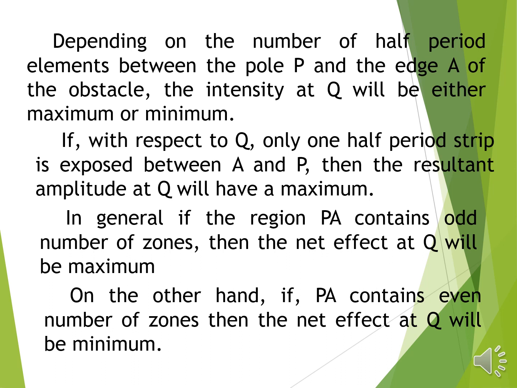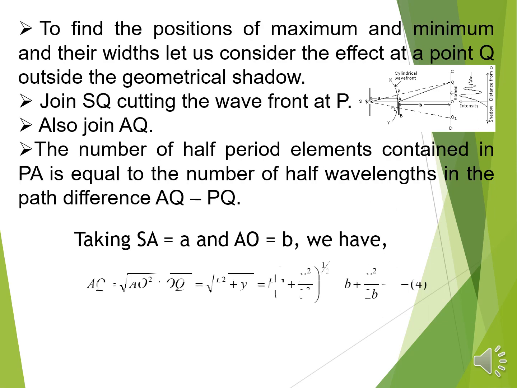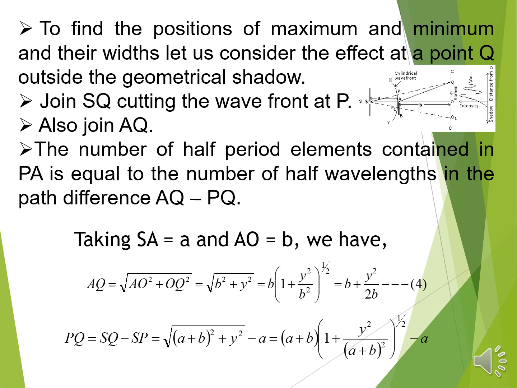In general, if the region PA contains an odd number of zones, then the net effect at Q will be maximum. On the other hand, if PA contains an even number of zones, then the net effect at Q will be minimum. So if there are an odd number of zones, we will have maximum intensity, maximum amplitude. If there are an even number, we have the minimum intensity.